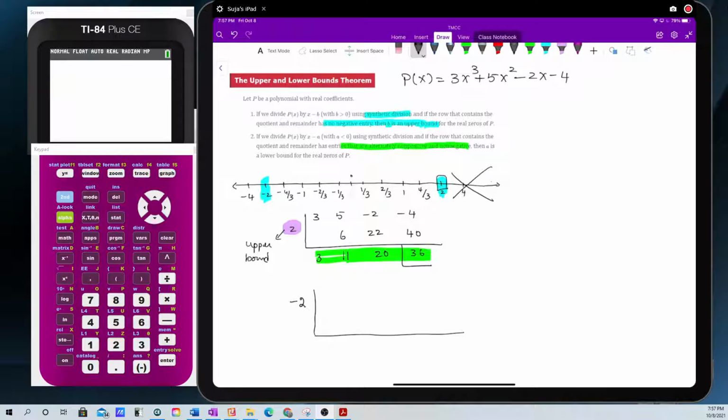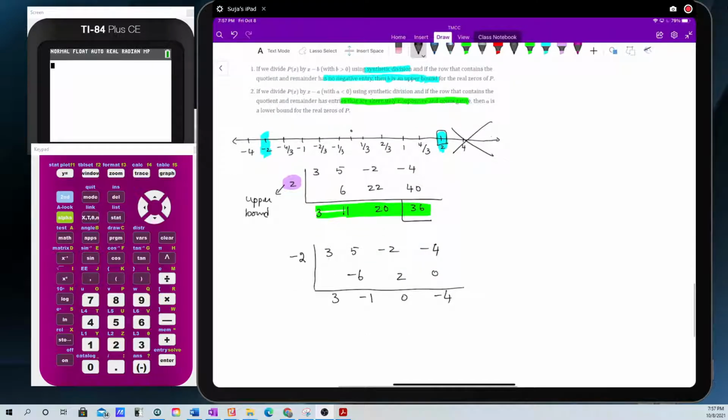Again, I'm just randomly picking this number. 3, 5, -2, -4. Bring down 3, 3 times -2 is -6, -1, then 2, then 0 and -4... Now 0 is neither negative nor positive, so I would say that here also I'm seeing alternating signs. So -2 is the lower bound.